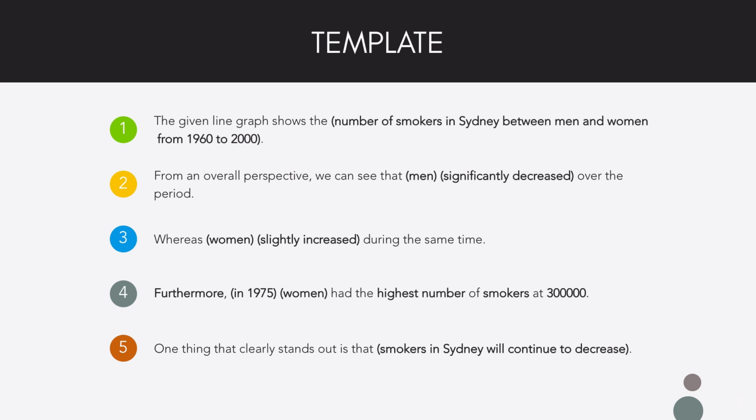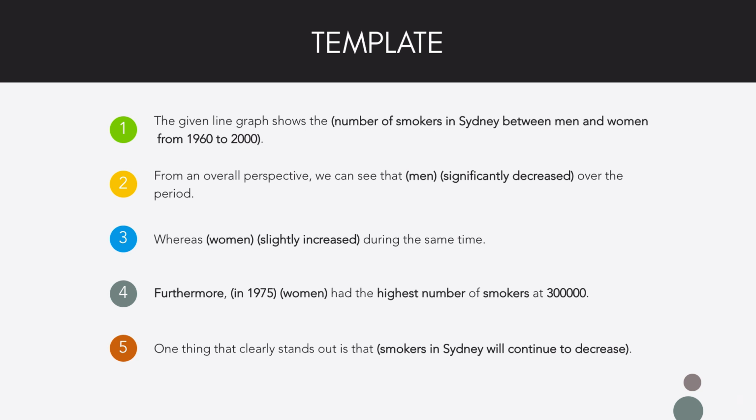The given line graph shows the number of smokers in Sydney between men and women from 1960 to 2000. From an overall perspective, we can see that men significantly decreased over the period, whereas women slightly increased during that same time. Furthermore, in 1975, women had the highest number of smokers at 300,000. One thing that clearly stands out is that smokers in Sydney will continue to decrease.